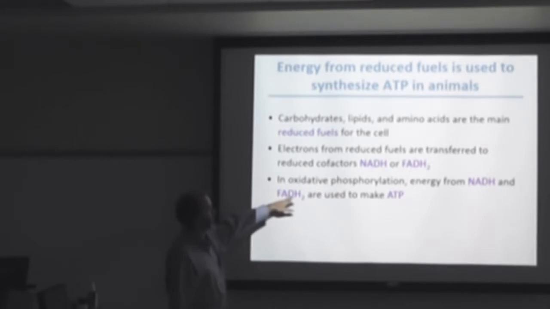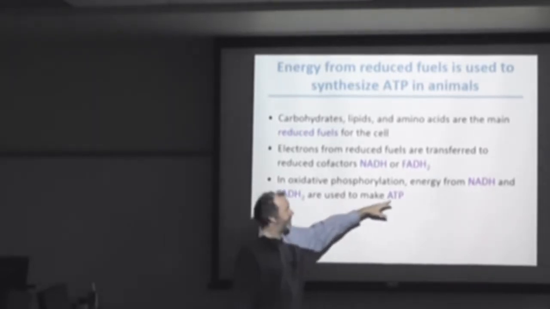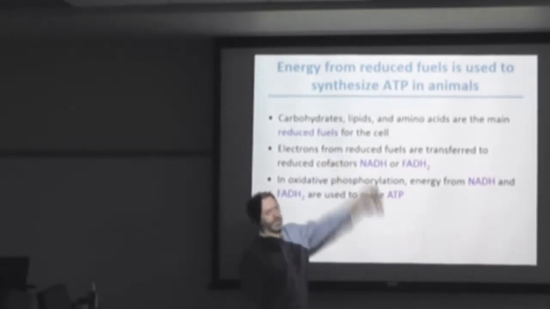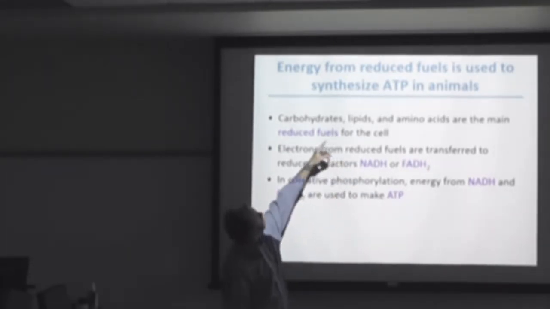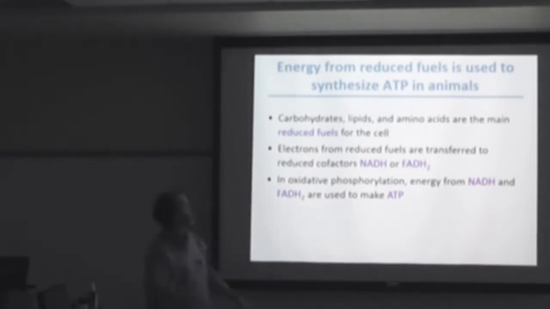In oxidative phosphorylation, the energy of NADH and FADH2 is used to make the ATP, and that's captured by this electron transport chain in the mitochondria. So we're going to capture the energy, and what we end up doing is building a proton gradient across a membrane, and that energy is stored in that proton gradient. As those protons flow down their electrochemical gradient, that energy is used to produce ATP from ADP and free phosphate.